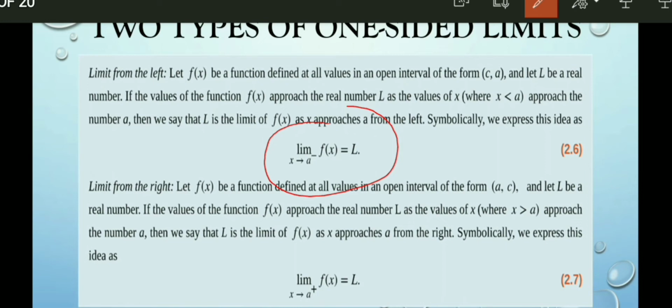Symbolically, we can write this idea as this. The limit as x approaches a from the right of f of x is equal to L. So all the values of x are coming from the right, or the value of x is greater than a.